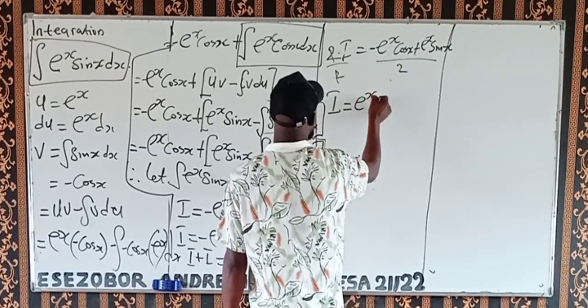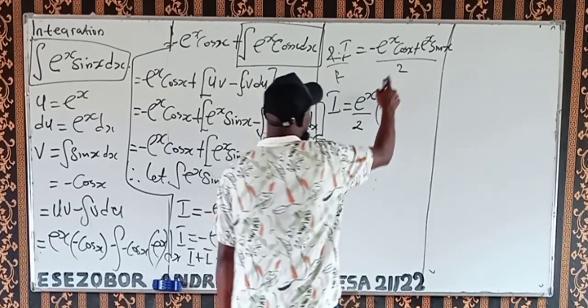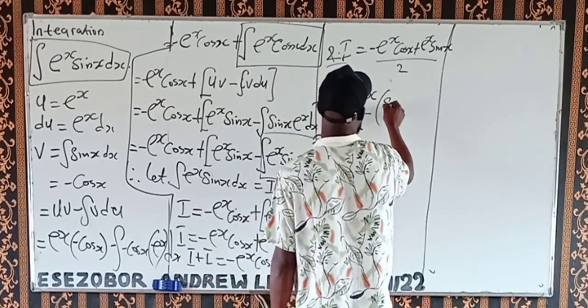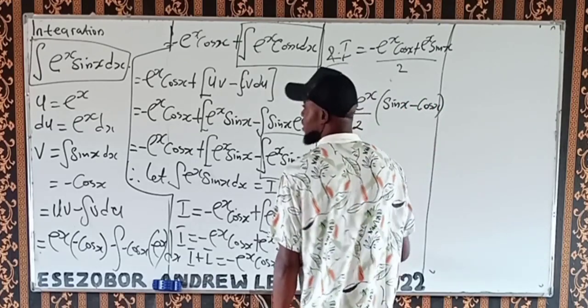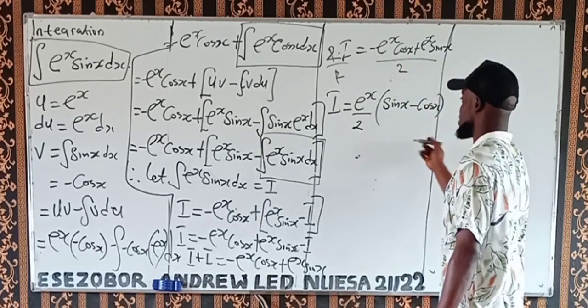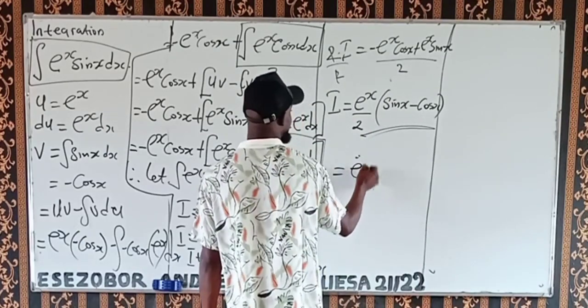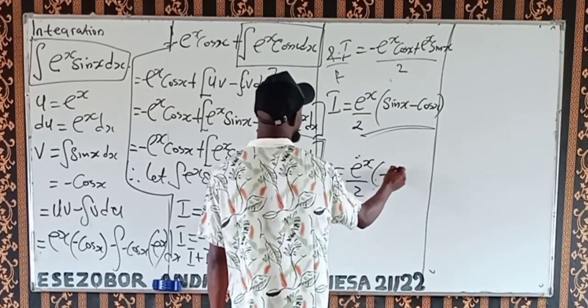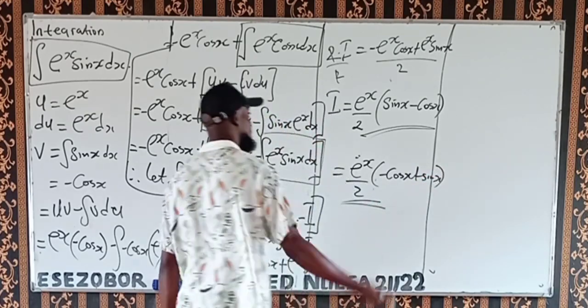Or move back the exponential, exponential x, then we can just write this one before this. We say sin x minus cos x. You can do it like that. You can also say minus cos x plus sin x. You are still correct. You can also say exponential x over 2, minus cos x plus sin x. You are still good to go.